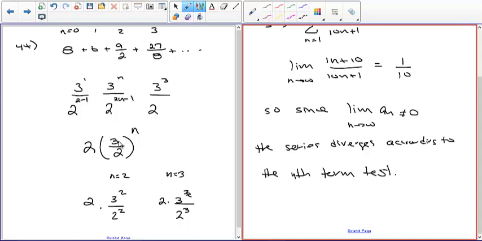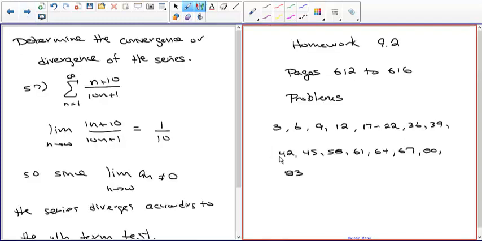By the way, did anybody figure out what the right solution is? I gave that the other day, so if there's anybody here today that wasn't here the other day, there's the assignment for 9.2.